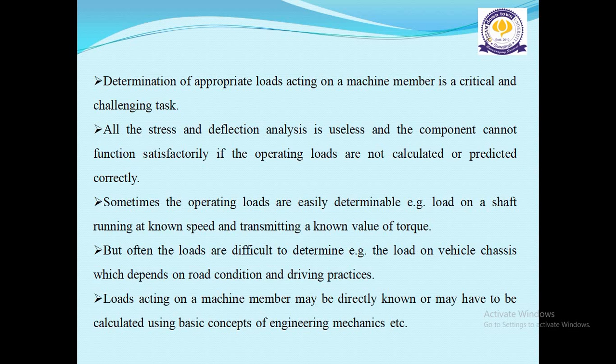Sometimes the operating loads are easily determinable. Example, load on a shaft running at known speed and transmitting a known value of torque. But often the loads are difficult to determine. Example, the load on vehicle switches, which depends on road condition and driving practices. Most of us drive our cars and vehicles, so this point may be clear to all.